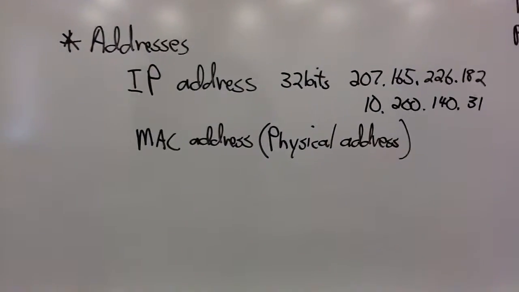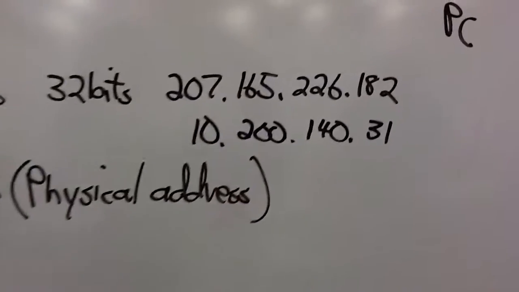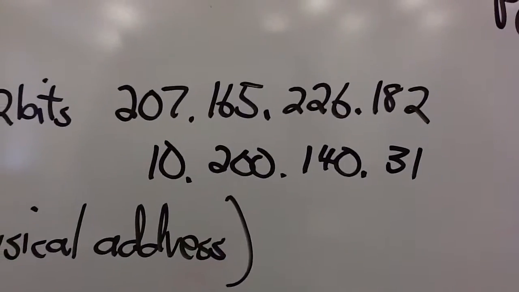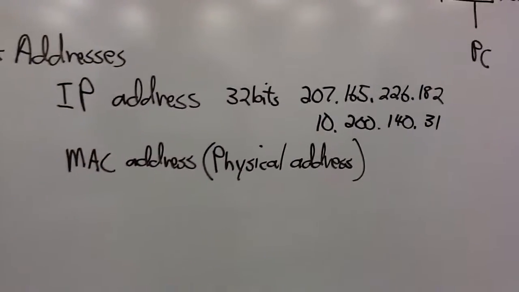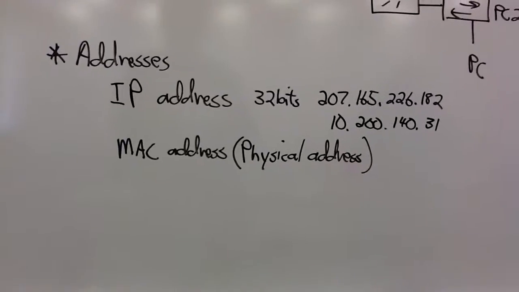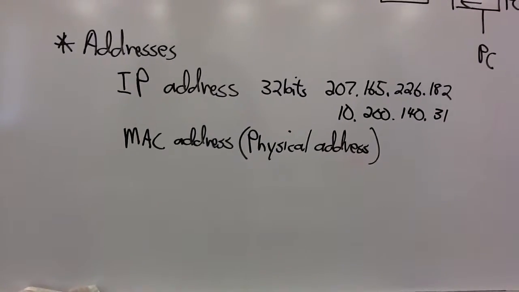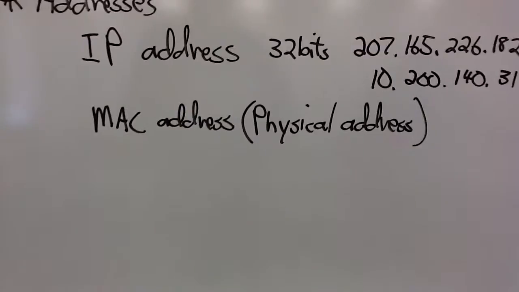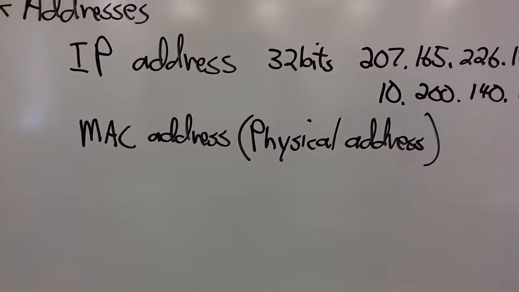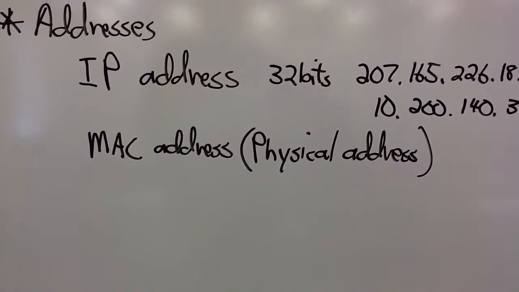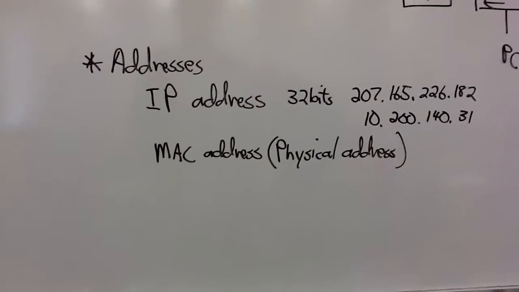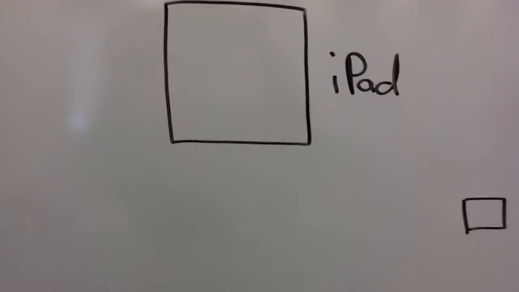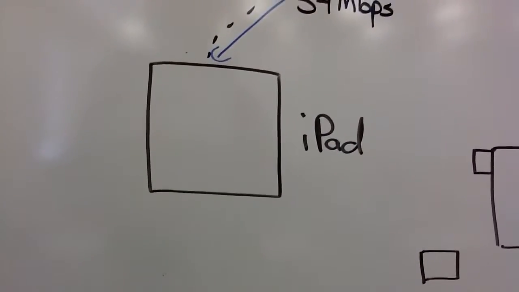And the last thing we talked about were addresses. You have these IP addresses, and we gave an example here at NIACC, 207.165.226.182, where you might have 10, 200, 140, 31. So your device can have an IP address. It will have an IP address if you're connecting. And then it also has a physical address. And we looked at some examples of live ones here using an app on the iPad. So here's what happens. Your device has a physical address and an IP address.